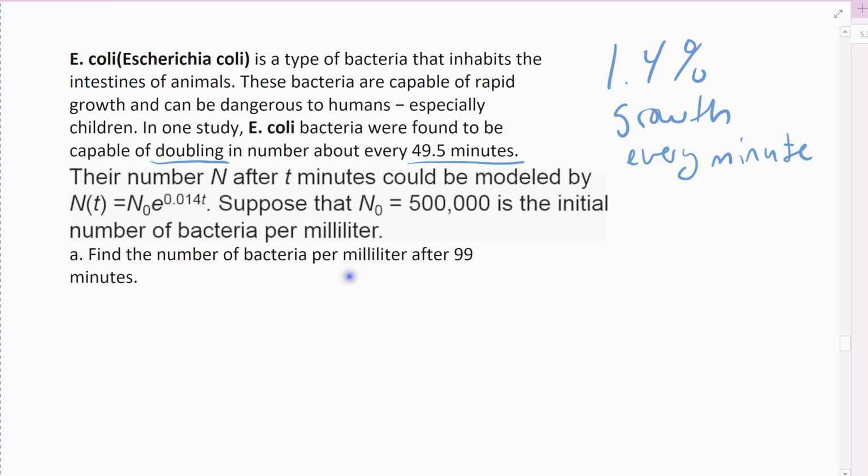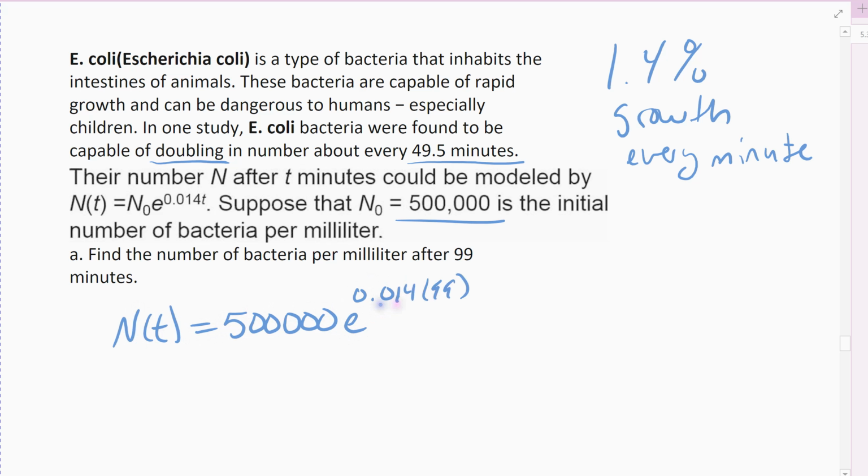Alright, find the number of bacteria after 99 minutes. So that's our initial amount. So n of t equals 500, that's 1, 2, 3, 4, 5. E to the 0.014 times 99. Oops, that should have been 99.